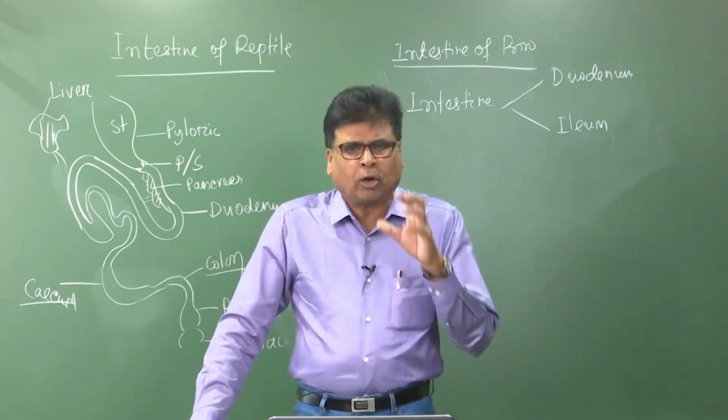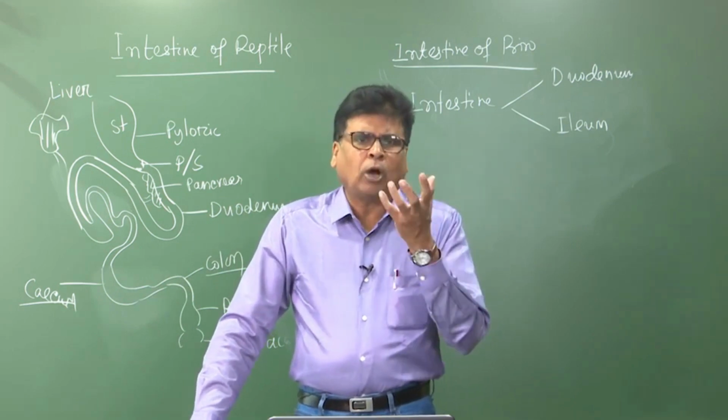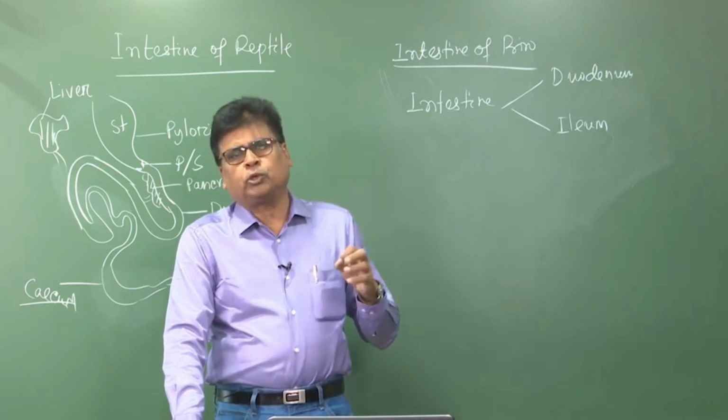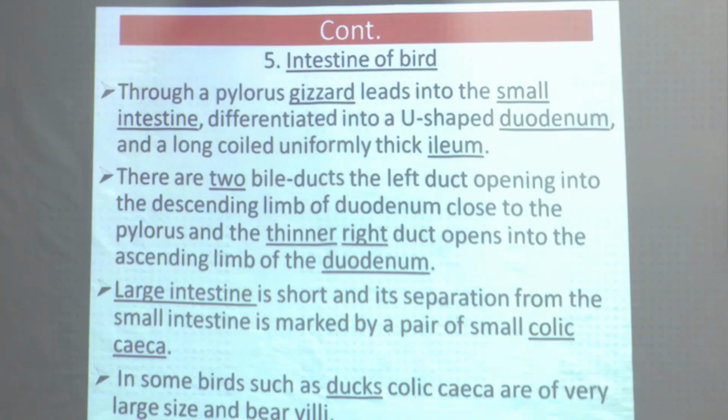Bile ducts are the ducts which are coming from the gallbladder, and this gallbladder is present in one gland, that is known as liver. So, there are two bile ducts, the left duct opening into the descending limb of the duodenum close to the pylorus, and the thinner right duct opening into the ascending limb of the duodenum.